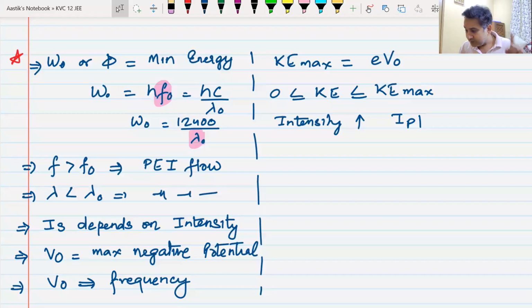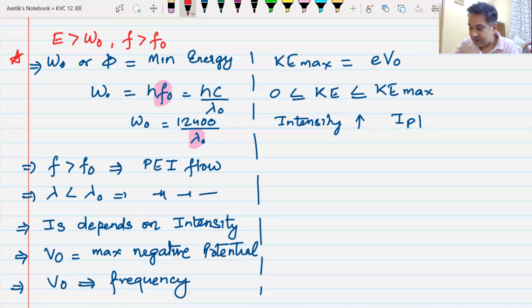Otherwise, nothing will happen. For the photoelectric effect to happen, what is the first and foremost thing? The energy of the radiation should be greater than the work function. Frequency of the radiation must be greater than f naught, and the wavelength lambda must be less than lambda naught. If one condition is met, all three conditions are met because they are related to each other. Do we understand this?